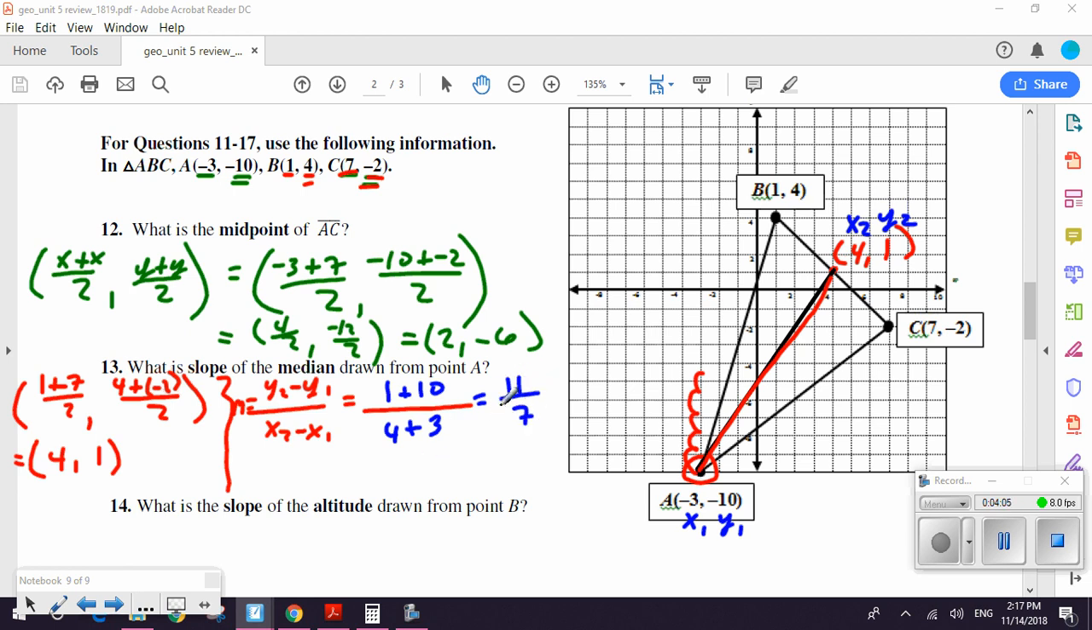If you can reduce, always reduce, but leave it as an improper fraction. So I can't reduce. And again, if you counted, you should have gotten the same thing. Make sure you count properly because some people don't.